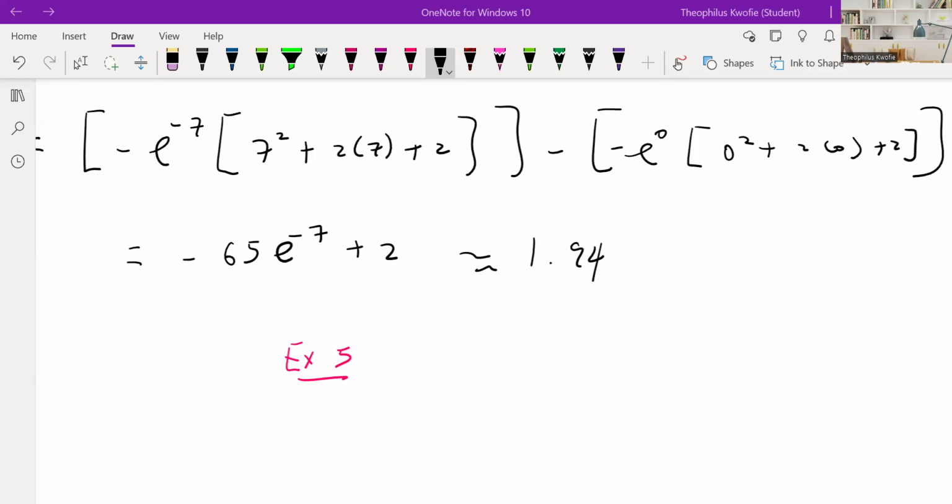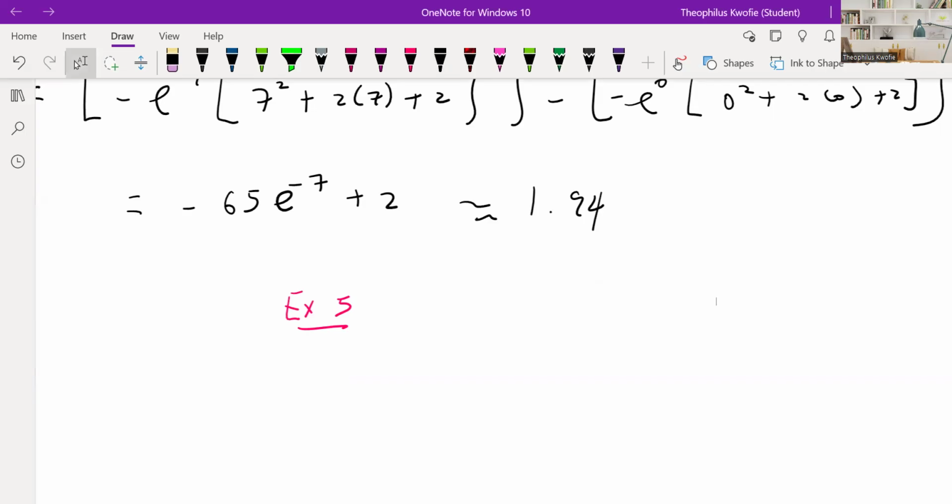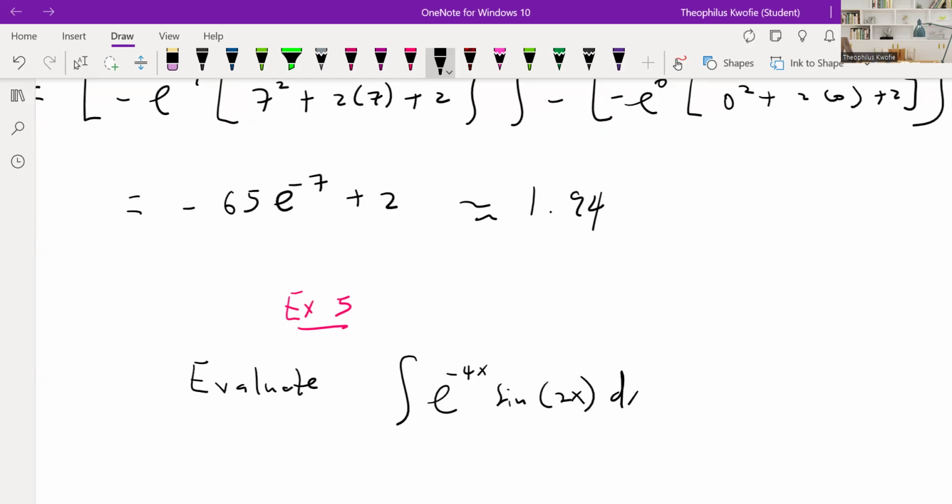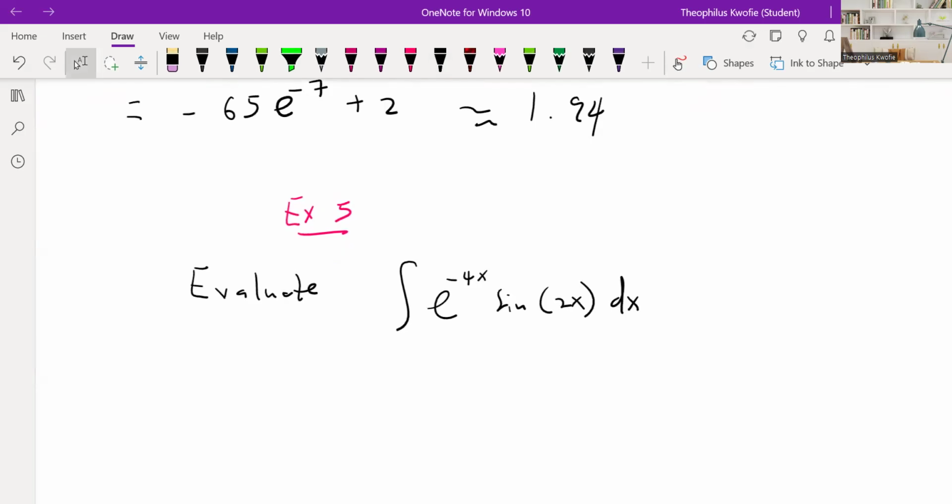All right, so let's get the last example of the night. Our last example is that we want to evaluate e to the power 4x. How do we evaluate this? We have the integral of e to the power 4x multiplying the sine of 2x. How do we evaluate this?